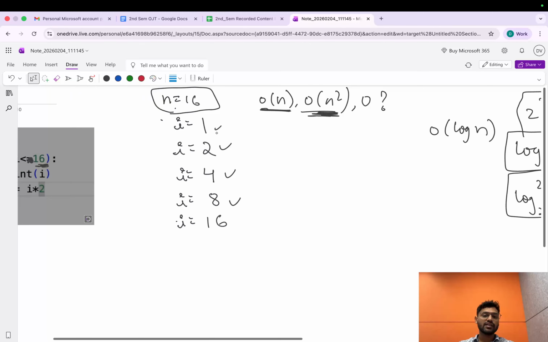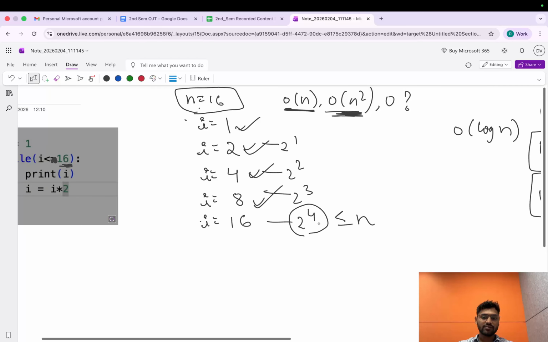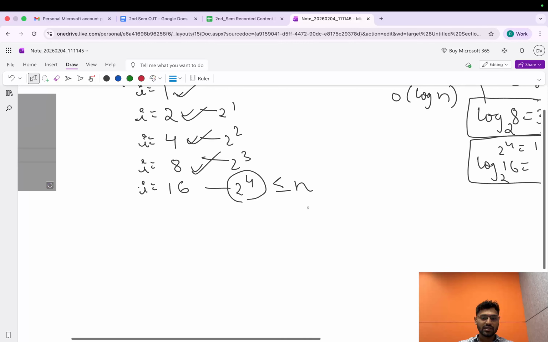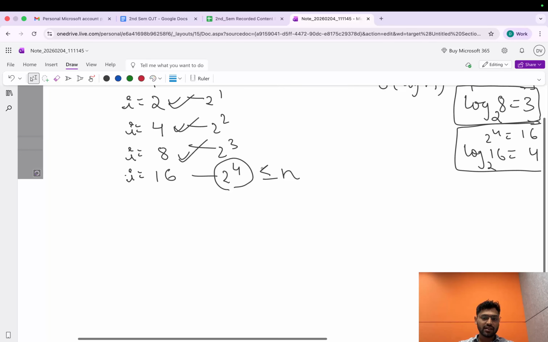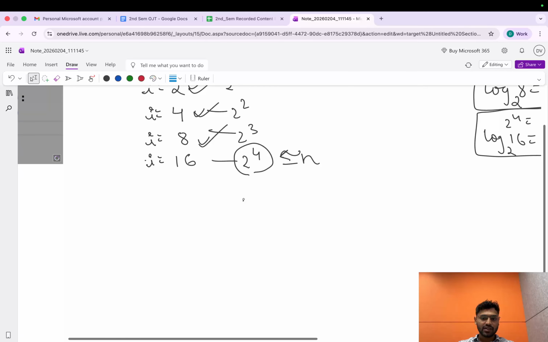We are exactly running 4 steps. 1, 2, 3, 4. If you want, I can show you mathematically. It is 2 power 1, 2 square, 2 cube, right? It is 2 power 4. And it is going to run as long as this value is lesser than or equal to n. Okay? Cool. Let's say it equals n. Then 2 power 4 is nearly equal to n.